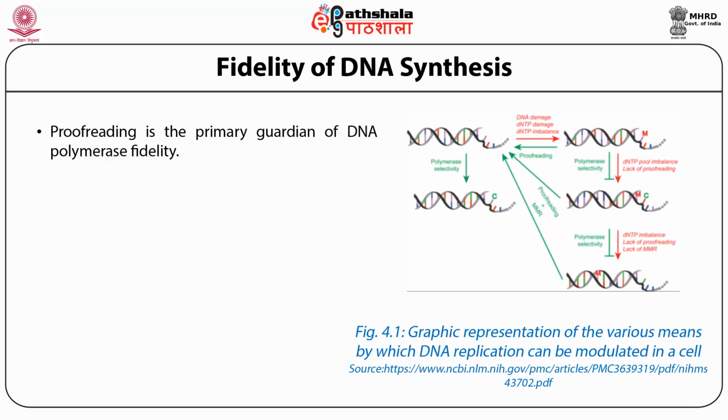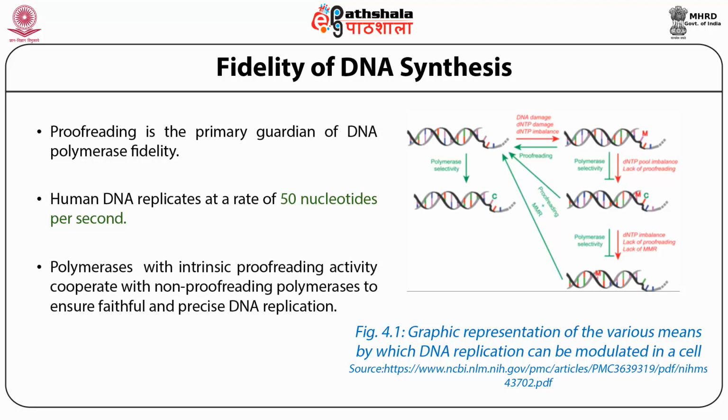The rate of replication in eukaryotes is typically 50 to 100 nucleotides per second. To be precise, human DNA replicates at a rate of 50 nucleotides per second. Polymerases come with an intrinsic proofreading ability, which cooperates with the non-proofreading polymerases to ensure faithful and precise DNA replication.